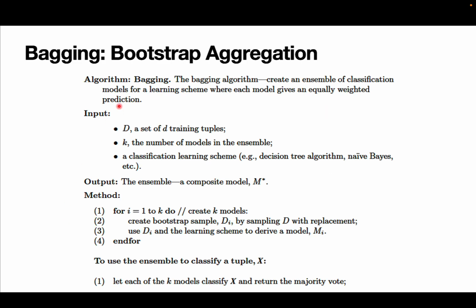This is the bootstrap aggregation algorithm. We have a dataset and k models. They can be decision tree, naive Bayes, etc. For i equals 1 to k, we are going to create the bootstrapped sample, use it to learn a model, and then classify X and return the majority vote.